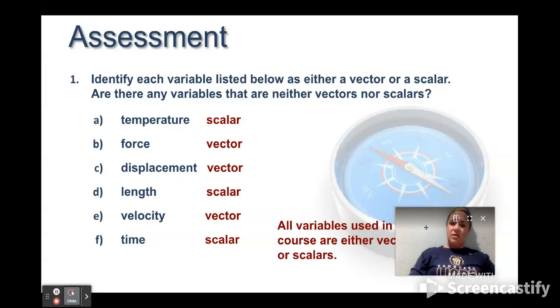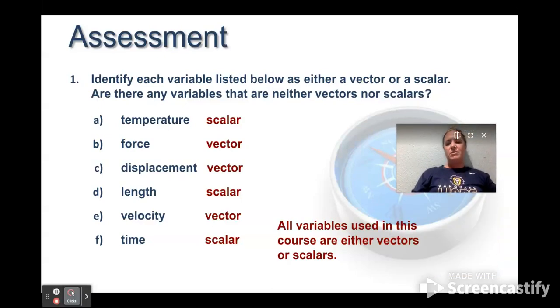All variables used in this course are going to be either vectors or scalars. We don't have anything that is neither.